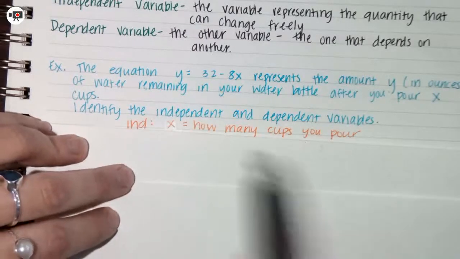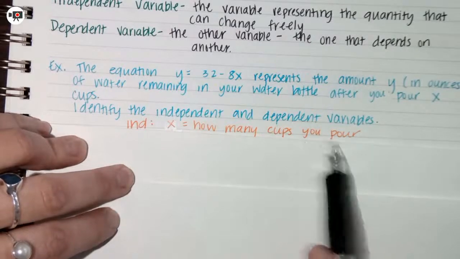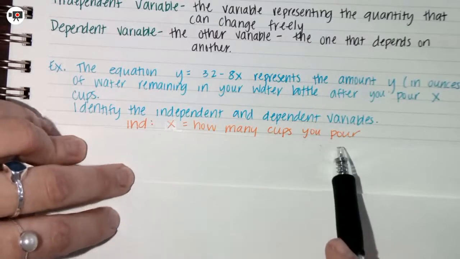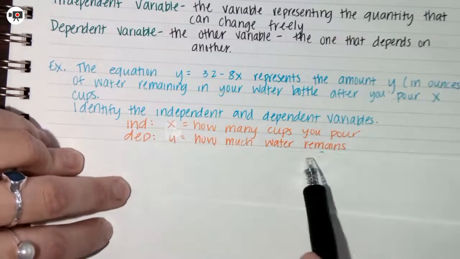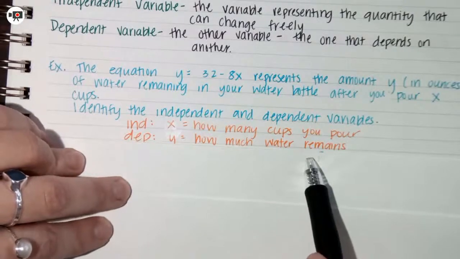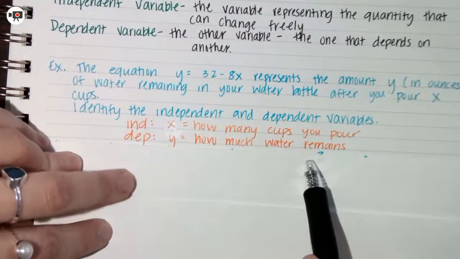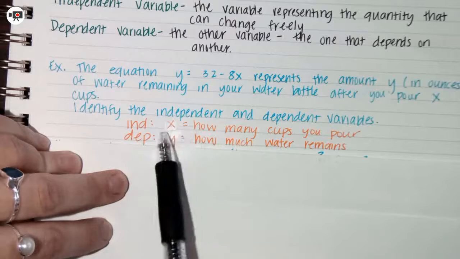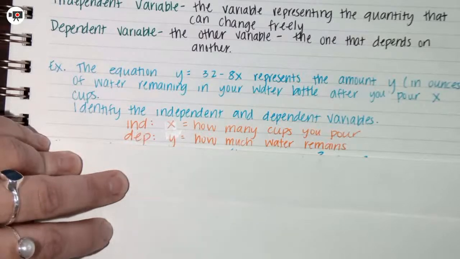And the independent variable is how many cups you pour, because the number of cups you pour changes how much water is left in the water bottle. So my y is my dependent, and my x is the independent variable.